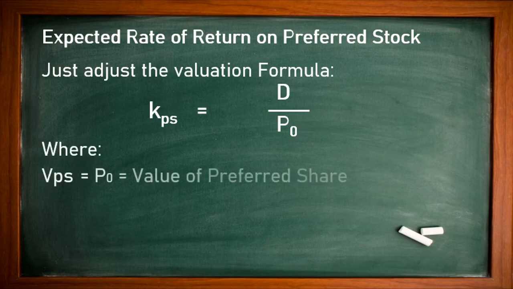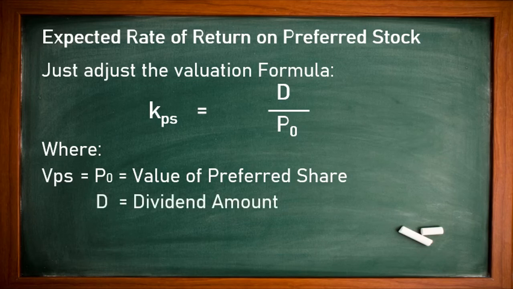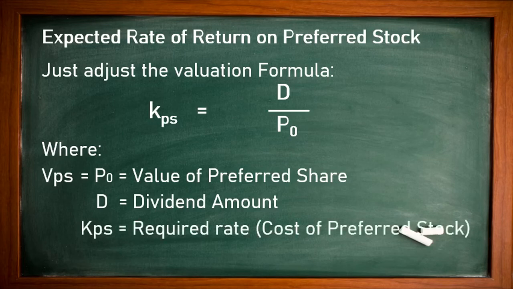So here we can say that VPS is equal to P0. VPS means value of preferred stock, and P0 is also value of preferred stock. So we can use both terms interchangeably. It doesn't matter. Here, as you know, D is always the dividend amount, and KPS is equal to required rate. It is also known as cost of preferred stock. Cost of preferred stock we'll discuss in the cost of capital chapter. The same formula we'll discuss over there. Keep in your mind, this video is also important and reflects your cost of capital.